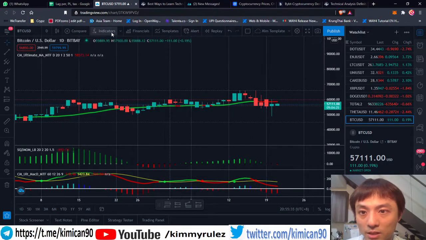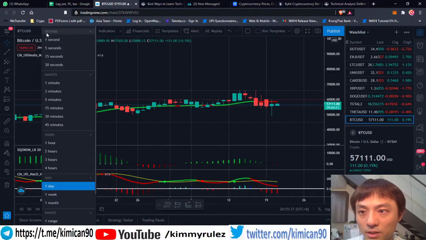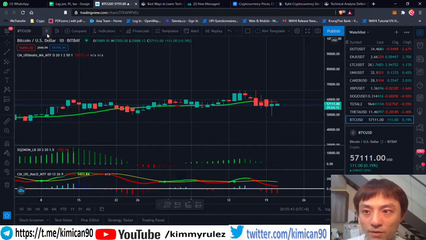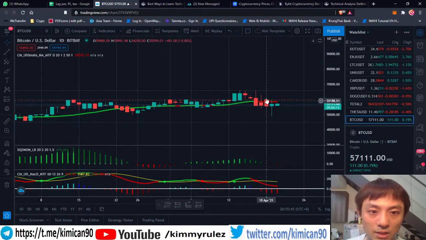So as you can see here, you can see this D. This D is basically a time frame, right? The time frame that represents each of these candles, right? For example, if I press D, it means it's a daily. So each of these candles represents a daily candle. This means it's 17, 16, 15, 14, etc.